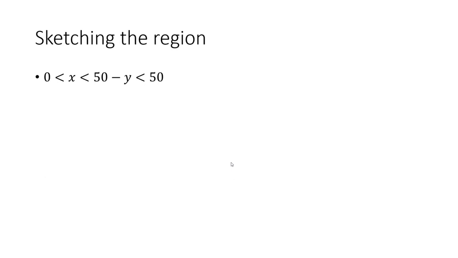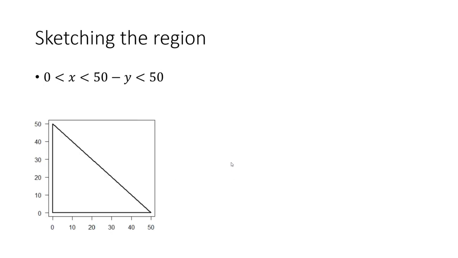So I recommend starting by sketching the overall region where the density function is positive. So sketch the region where 0 is less than x, is less than 50 minus y, is less than 50. So that's going to look like this. So we have that x must be greater than 0. So that gives us this left-hand line on this triangle that x has to be positive.